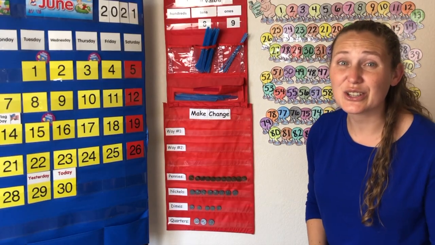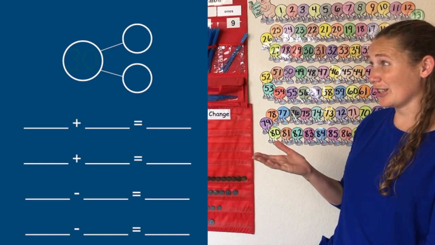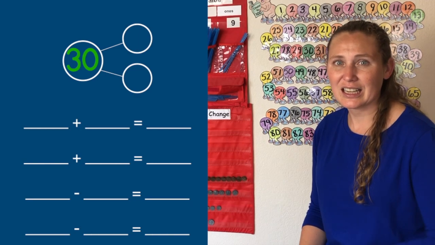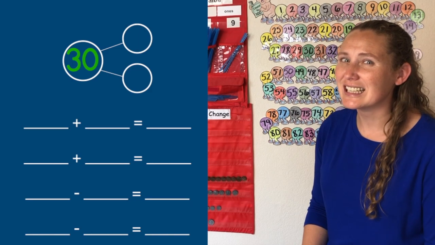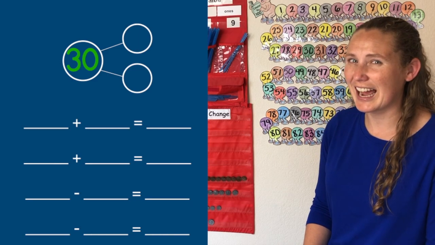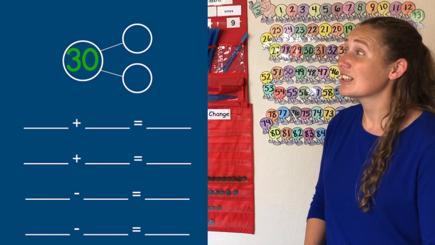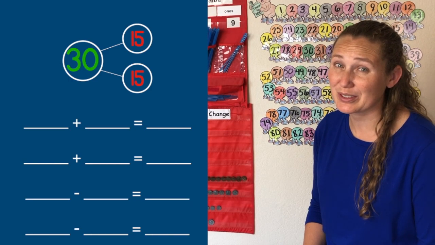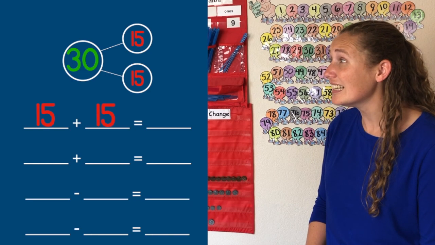Okay, let's do number bonds with our number 30. 30 goes in the big bubble. Let's split 30 into two parts. 30 is an even number. We can do doubles. What's half of 30? 15. 15 and 15 goes in the two smaller bubbles. That means 15 plus 15 equals 30.